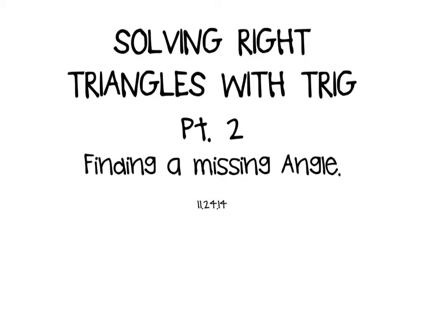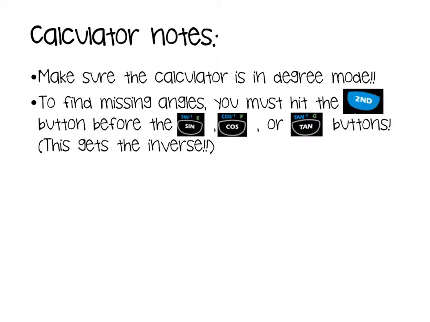This lesson will look at solving right triangles with trig, part 2, finding a missing angle. First, we need to start by taking some notes about the calculator. You have to make sure that your calculator is in degree mode. It's a necessity. To find missing angles, you must hit the second button before you hit the sine, cosine, or tangent buttons.